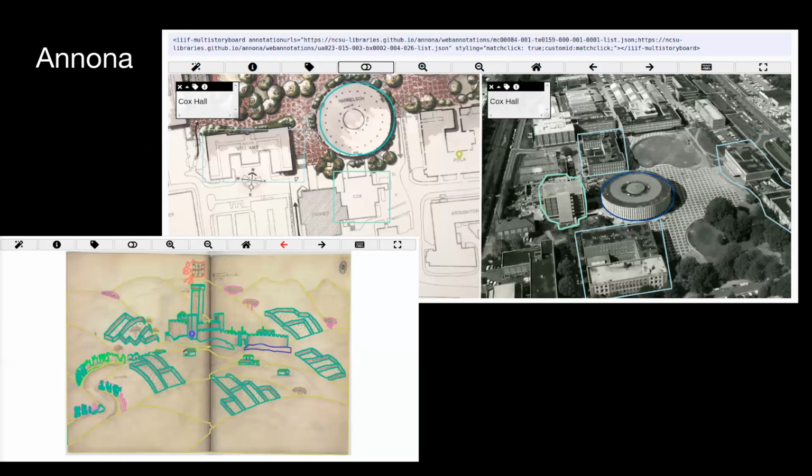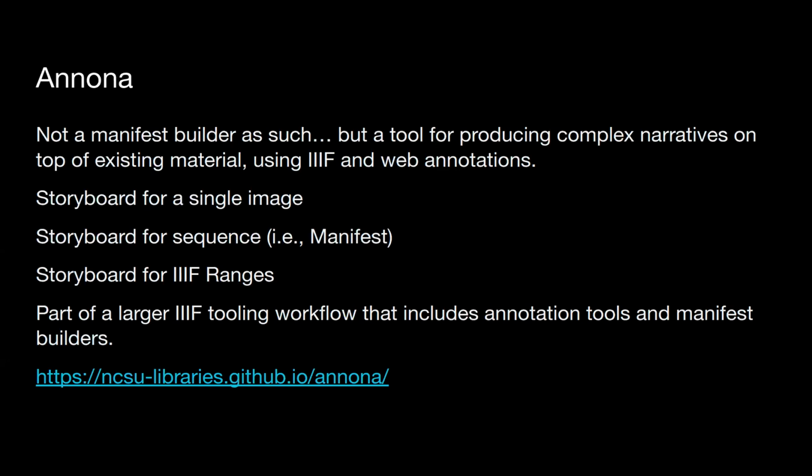This is a set of tools called Anona from North Carolina State University Libraries. And it's not really a manifest builder, but it's a tool for producing more complex narratives via annotation on manifests. So, as part of a wider set of tools, you could produce manifests in one tool, bring them in here and produce quite complex shape-driven narratives using these components. Really worth checking that one out.